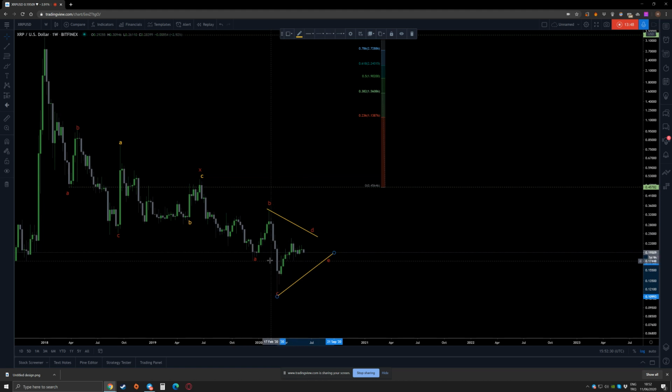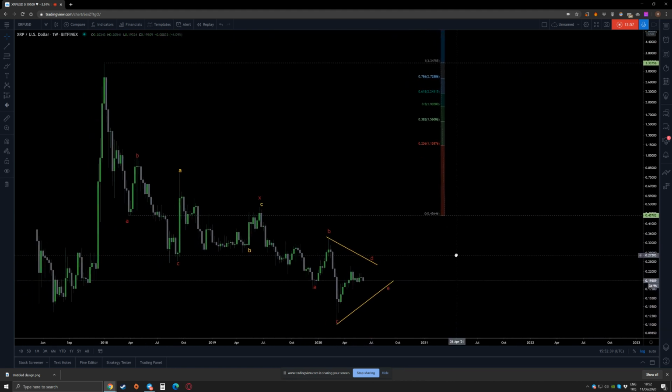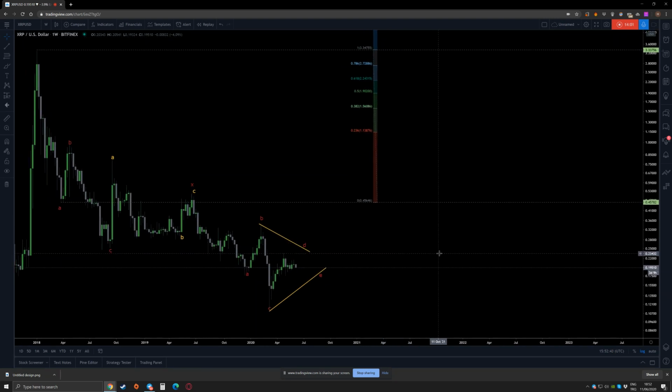Or like I said, maybe we are only in a wave A of one lower degree. So this is how it looks like from the Elliott Wave perspective. And I did show you this other idea too. So I hope this made a little bit of sense to you guys.